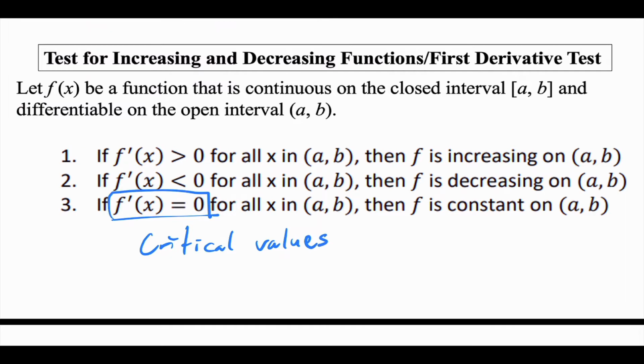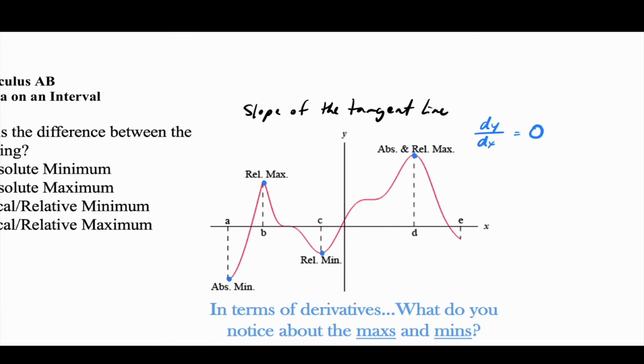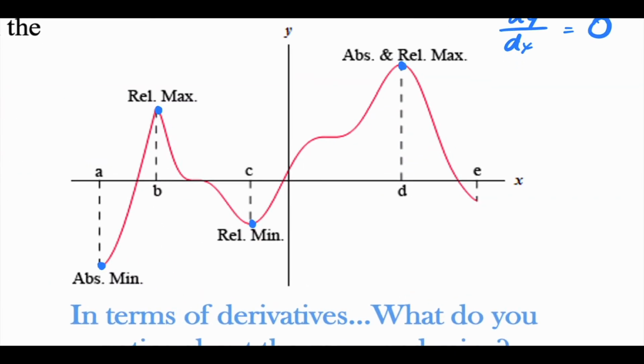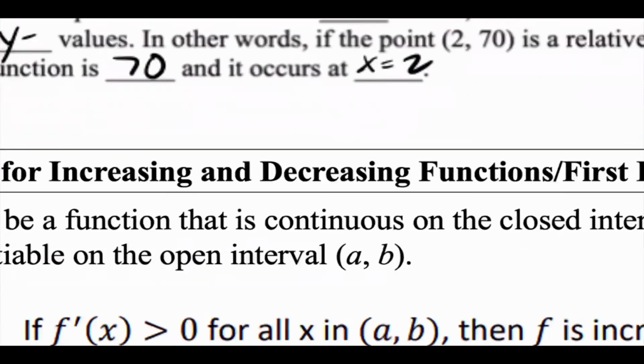At critical values, it's not increasing or decreasing. It's one of those peaks. At the peak, it's not doing anything. The derivative is 0. Peaks or valleys, I should say. All of these blue dots up here are critical values. A is a critical value, B is a critical value, C, D is a critical value. At all of those spots, the derivative is 0.